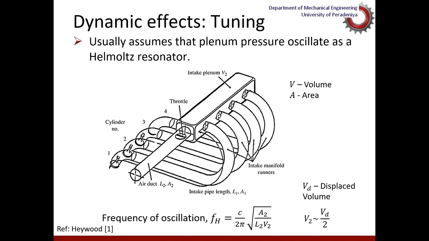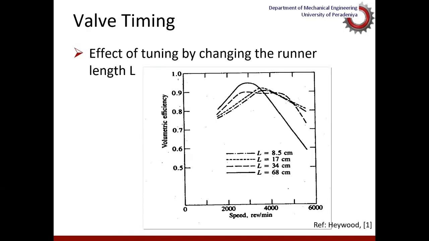In a simplified and approximated analysis, it is quite reasonable to assume that this V2 is half of the displaced volume of the engine. Now you can see here this variation of volumetric efficiency against the speed with different values of L, that is the runner length. You can see the effect of tuning in this case, where at high speeds in particular, when the value of L is smaller, then the volumetric efficiency is higher. So that is due to the effect of tuning.